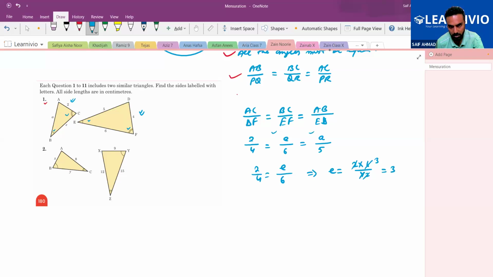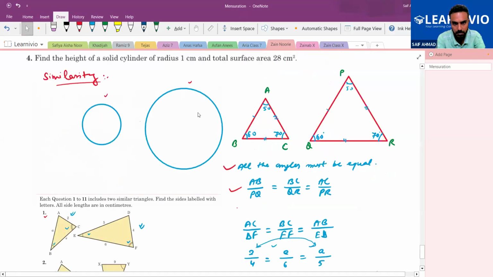And putting these two equal, because all sides are in the same ratio, 2 by 4 equals A by 5. So it will be 2 into 5 over 4, which is 10 divided by 4. So A will be equal to 2.5. Understood? Yes. Note down these things I have written here.